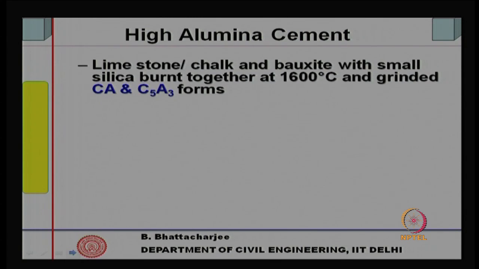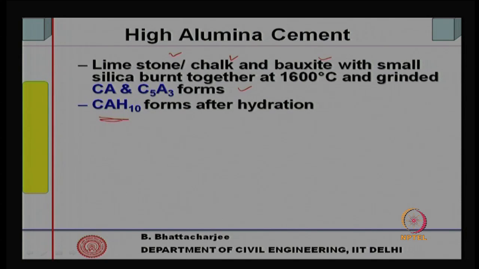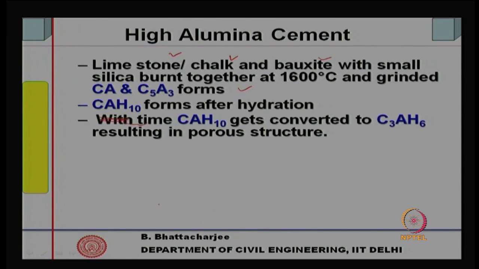One more cement, before we stop, is the high alumina cement. This was used very much earlier, generally produced from limestone or chalk and bauxite with small silica. So, this will have a high quantity of calcium aluminate of the kind CA and C5A3, not C3A, and this is the product that is formed. The first product formed after hydration is CAH10, slightly different than what we used to get earlier, but this product is unstable and it gets converted into C3AH6 finally.